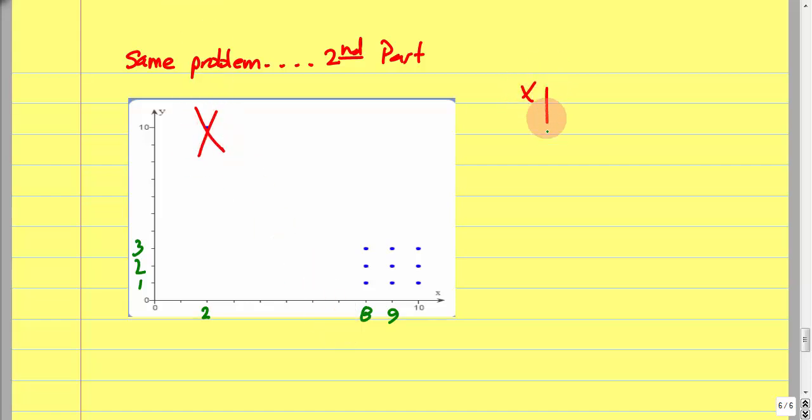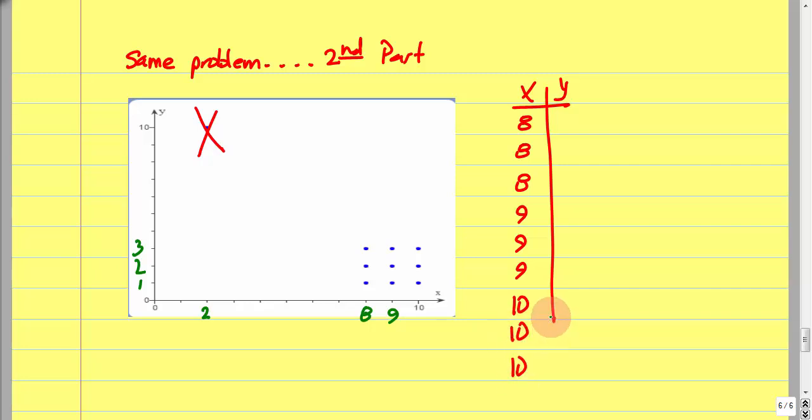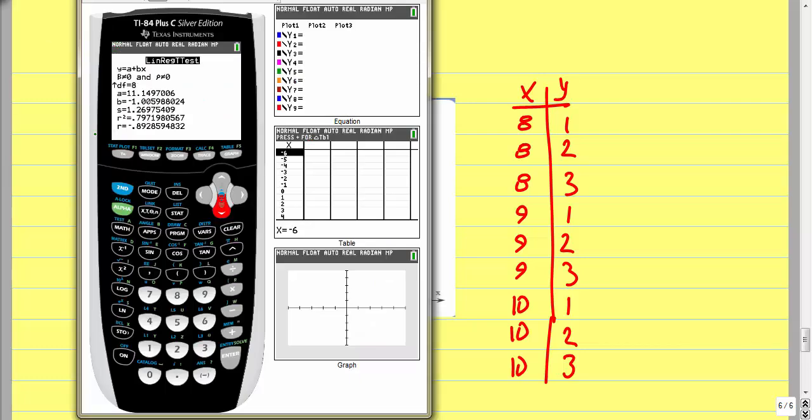And then I'm going to have values of X and Y that I'm going to work with. So my values would be 8, 8, 8, 9, 9, 9, and 10, 10, 10. So we're going to see what's going on with this point because it kind of seems like an outlier. It's not clustered around all the other data points. So if I throw out the outlier, what's happening? Now we already have this data in our calculators. Let's see if we can just throw out one data point.